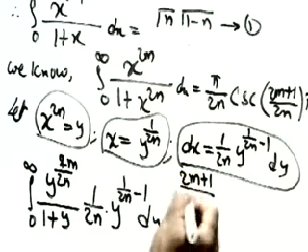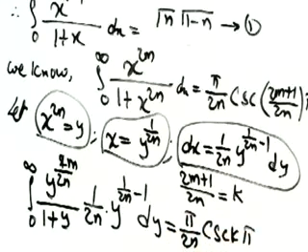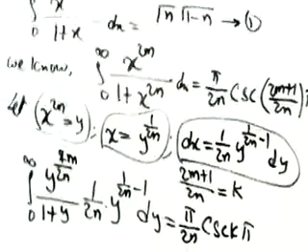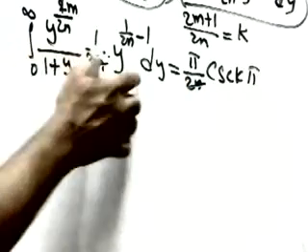Let me change one more thing. Let me change 2m plus 1 by 2n, suppose I am changing it as k. So this will become pi by 2n cosec k pi. You see here both sides we are having 2n, 2n. Let me cancel this one. This 2n, 2n will get cancelled.